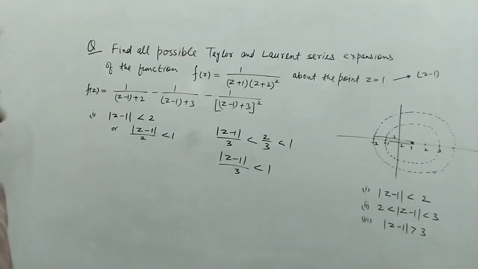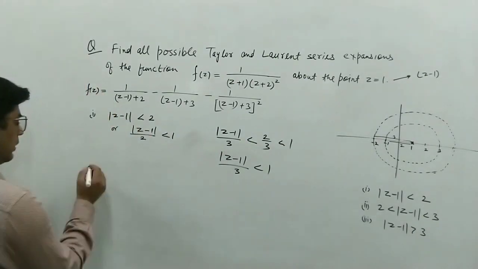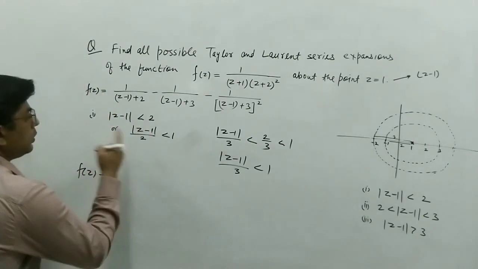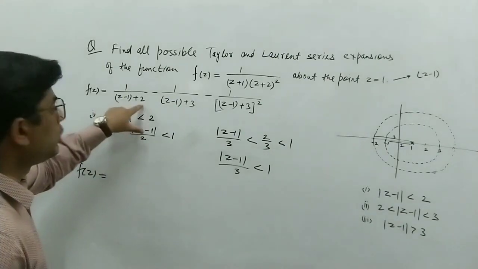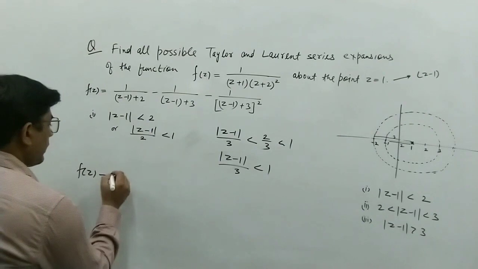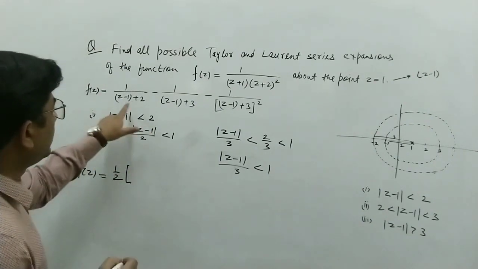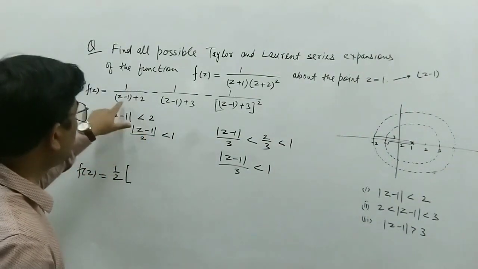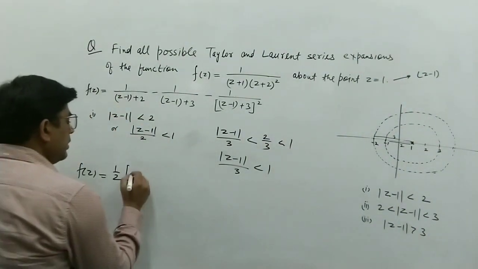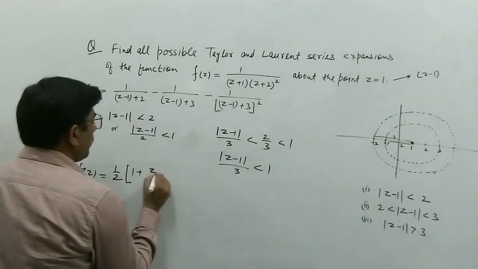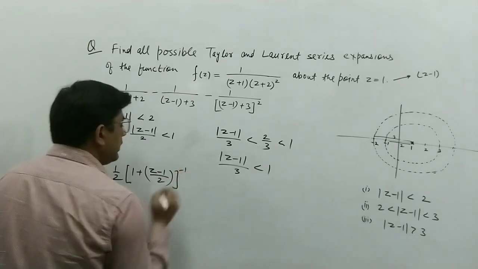So now we will write these terms in these forms. First, we write f(z) equal to, here we have to write in the form of z minus 1 upon 2. So we take 2 common, so 1 by 2 is outside, in the denominator this will be 1 plus z minus 1 upon 2, and I am taking it into the numerator. So this will be 1 plus z minus 1 upon 2 raised to the power minus 1.